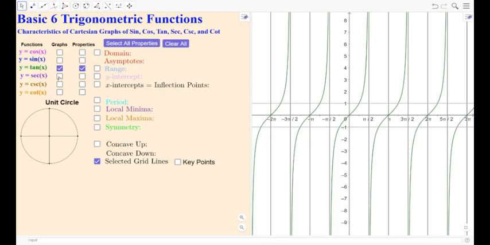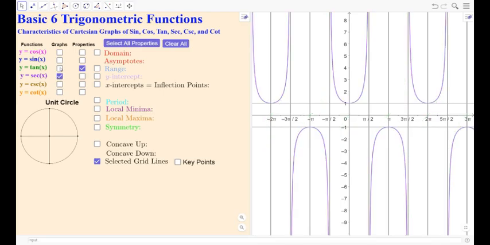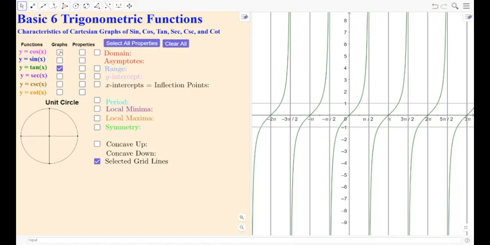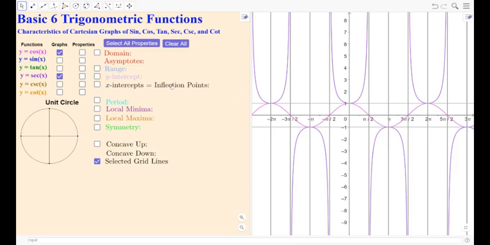All right, let's go to secant. Remember that secant is the reciprocal of cosine. So there's a nice relationship here between cosine and secant, and that is when cosine's at a maximum, secant is at a minimum. And vice versa.